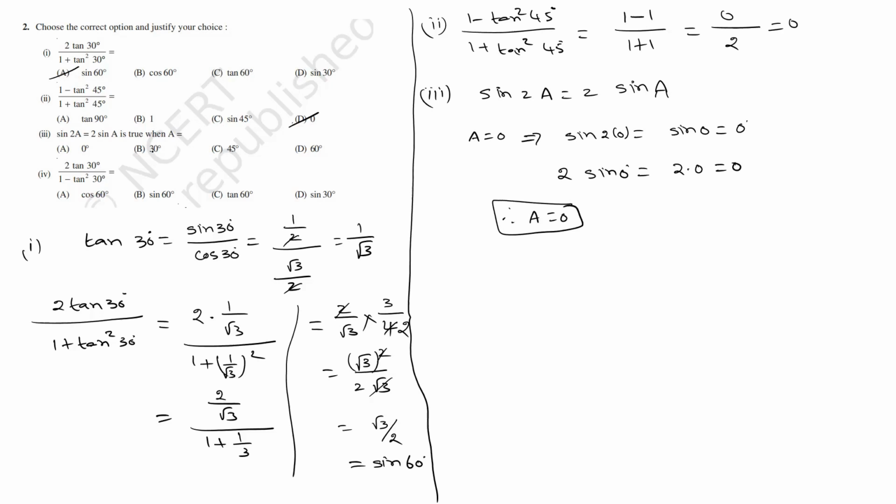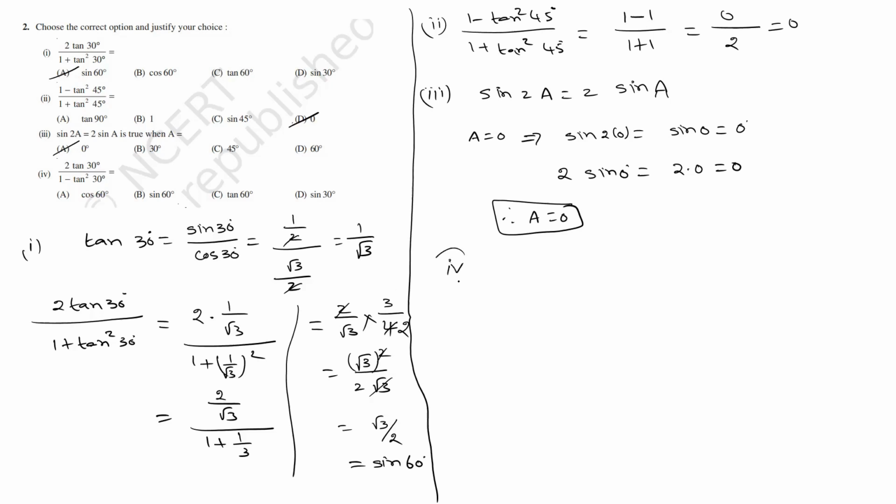So if you check sin 30 degrees also, we know a is equal to 30 means 2 into 30 will be 60. Sin 60 will be root 3 by 2. Here sin 30 will be 1 by 2, and 2 times that is 1. So they will not be equal, it is not possible. So only for a is equal to 0 it is true.